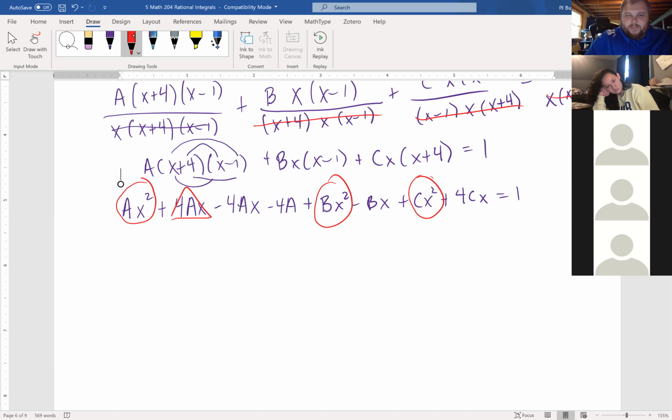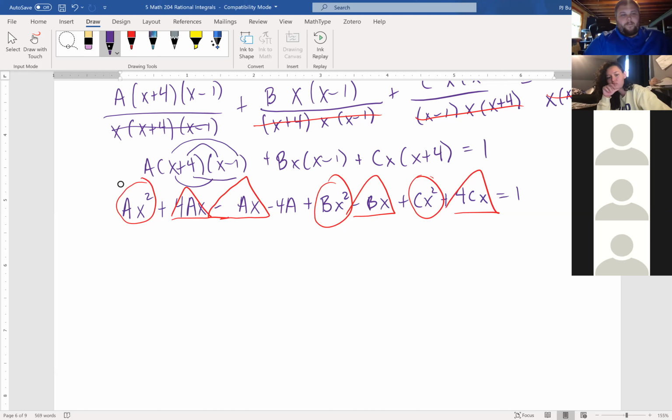I got to check that multiplication really quick. I think I messed that one up. Let's see. I should have had ax squared plus, or say minus 4a. Then I should have had minus 1ax and plus 4ax. There we go. I guess I'll draw a really big triangle around this, so I keep that sign in there.